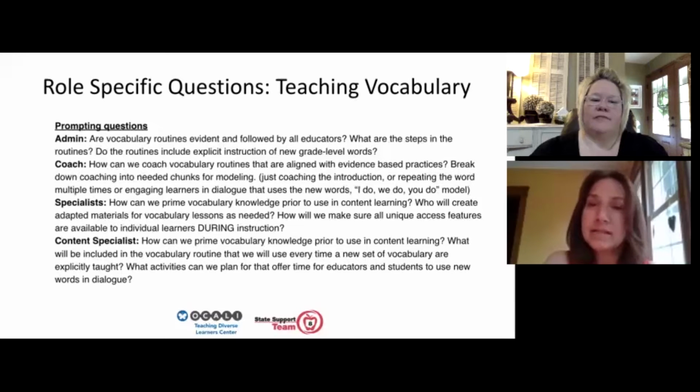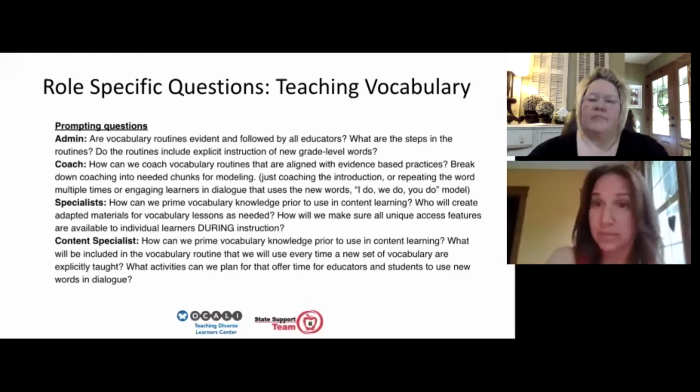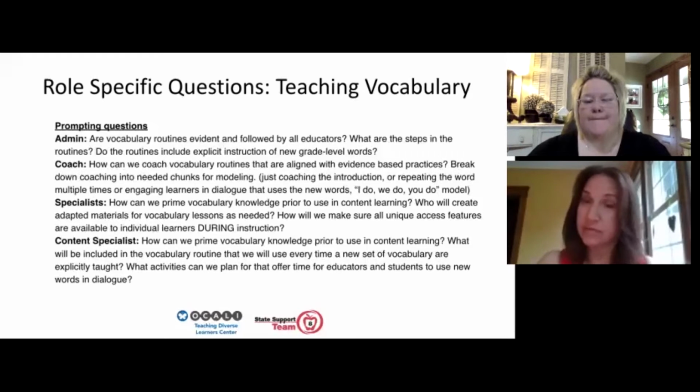Also, what activities can you plan for offering time for educators and students to use new words? Because ultimately, if they don't use them, they lose them. So we know we have to apply those words in situations that they would understand.